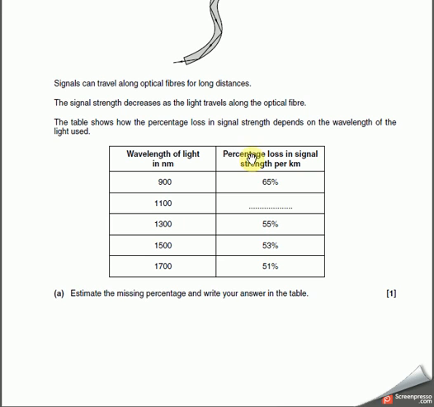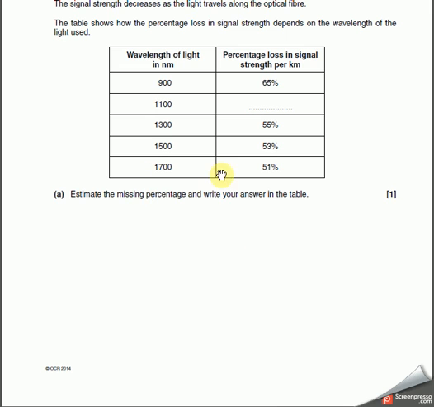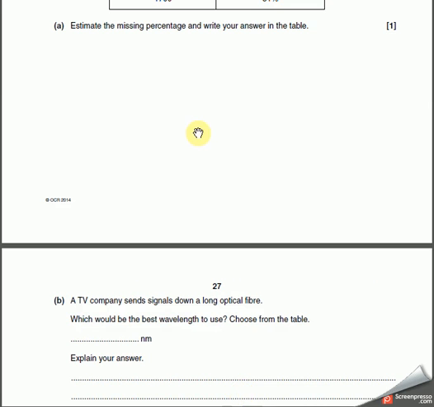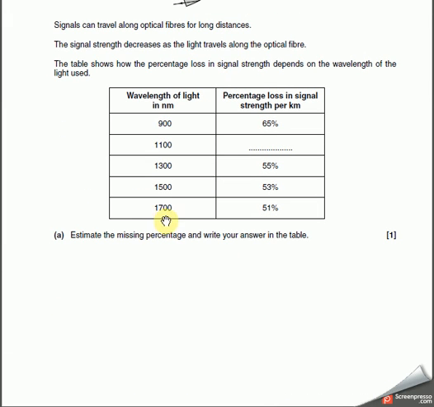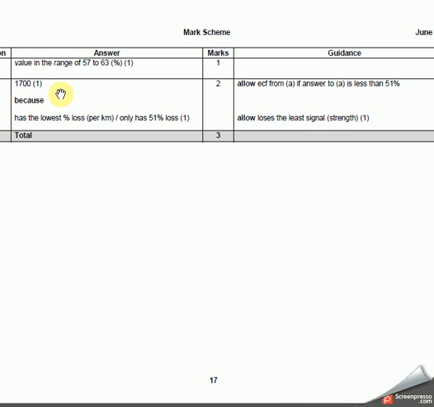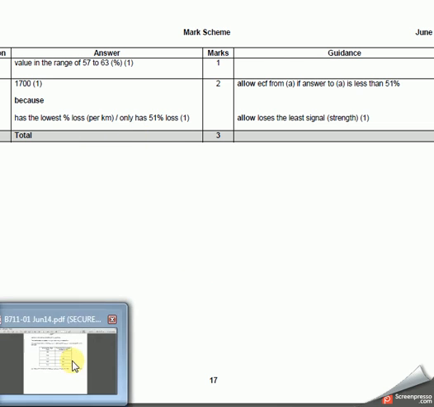Right, now it shows you the wavelength and it shows you the percentage loss. So which one loses the most? If it was 900 nm, it would lose the most. Okay, and we don't want that, really, do we? So I'd probably use 1700 because it only loses 51%. So explain your answer. I'd probably say that 1700 gives the lowest percentage loss. Okay, and the mark scheme says 1700 because it has the lowest percentage loss, or only 51% loss. Okay, we can't go wrong with that.